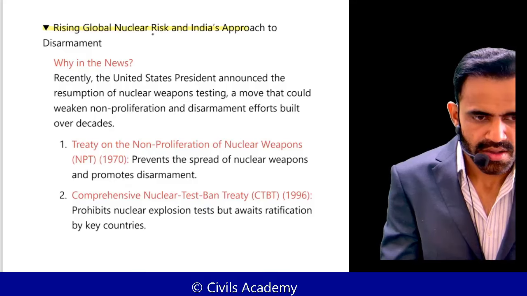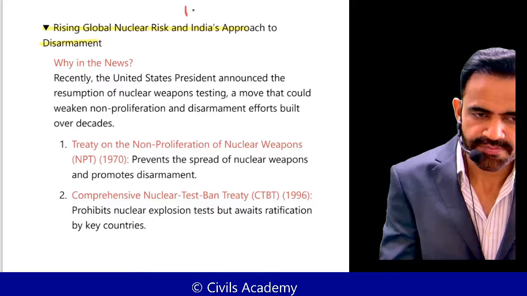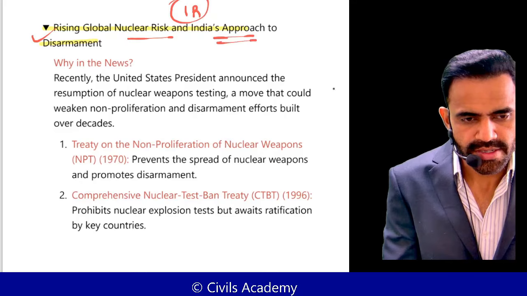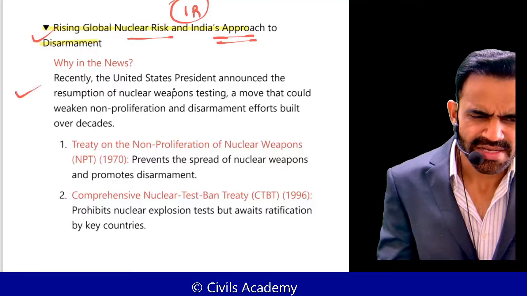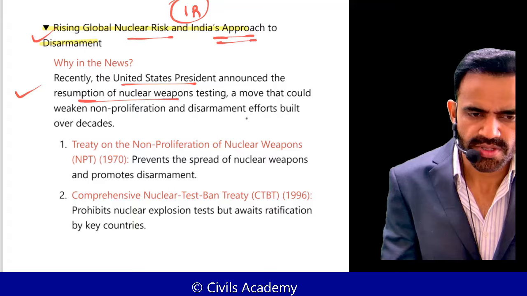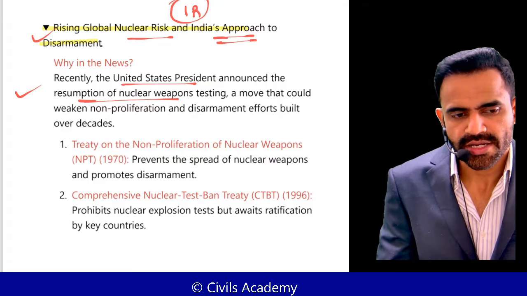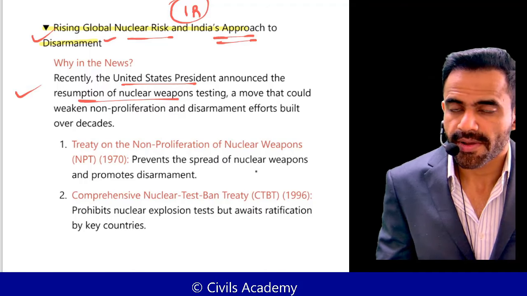Now we are going to start the IR section. Now understand two, three important things. In the IR section, first is related to rising global nuclear risk and India's approach to nuclear disarmament. In a very simple sense, US President Trump said that they are going to resume nuclear weapon testing. What is our stance? We usually say that we need to disarm. That simply means we have to focus on disarmament. We need not promote the use of nuclear weapons.